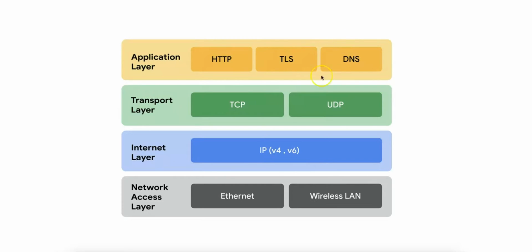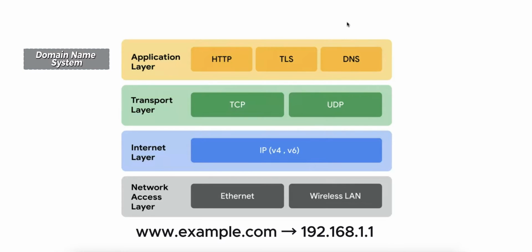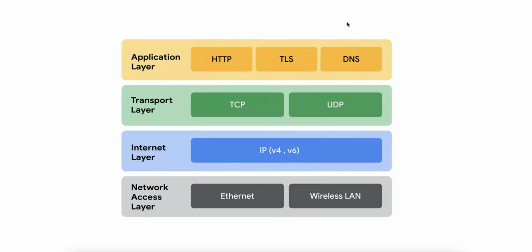And finally, DNS, or Domain Name System. DNS resolves human-readable domain names like www.example.com to machine-readable IP addresses like 192.168.1.1. So when a user enters a URL, the browser queries the DNS server to translate the domain name into an IP address required to contact the correct server.